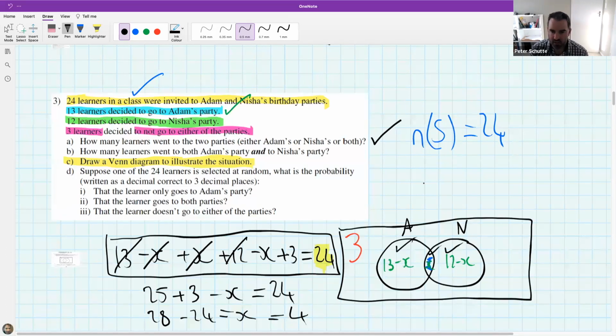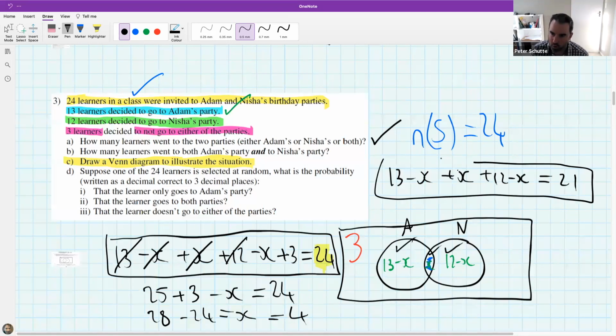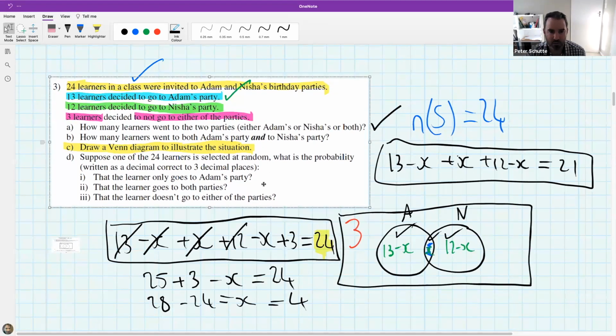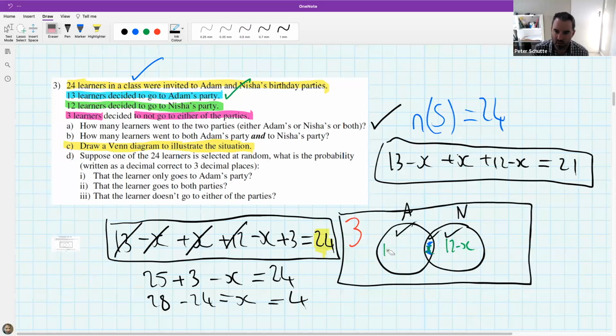Okay. There is another way to do it. If you went 13 minus X plus X plus 12 minus X, you could have said that's equal to 21. That equation would also work because you're just staying inside the circles. Okay, but you should have got X is 4. All right. Let's just finish this question off and then we'll have our break.